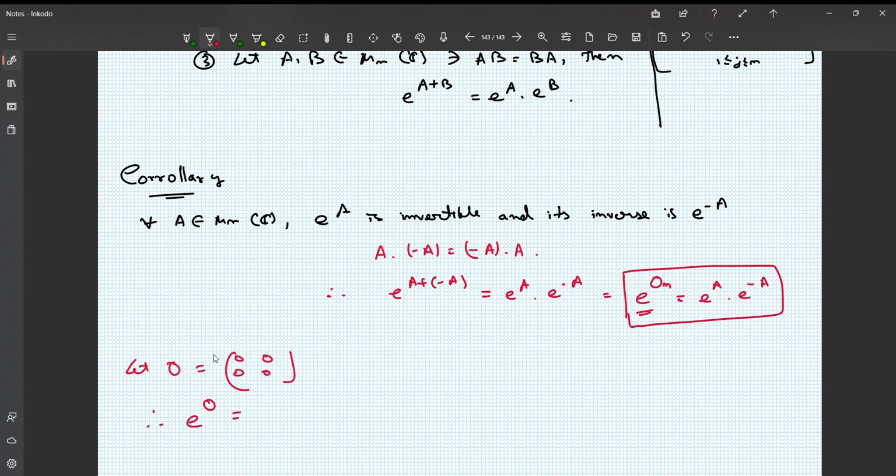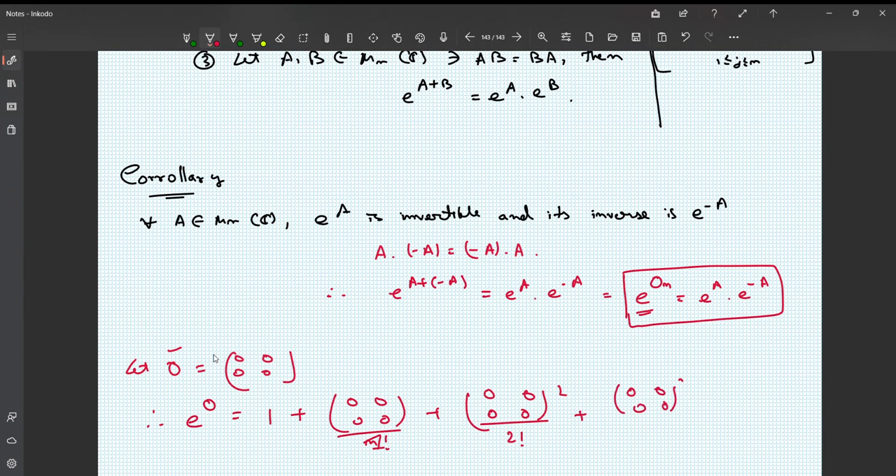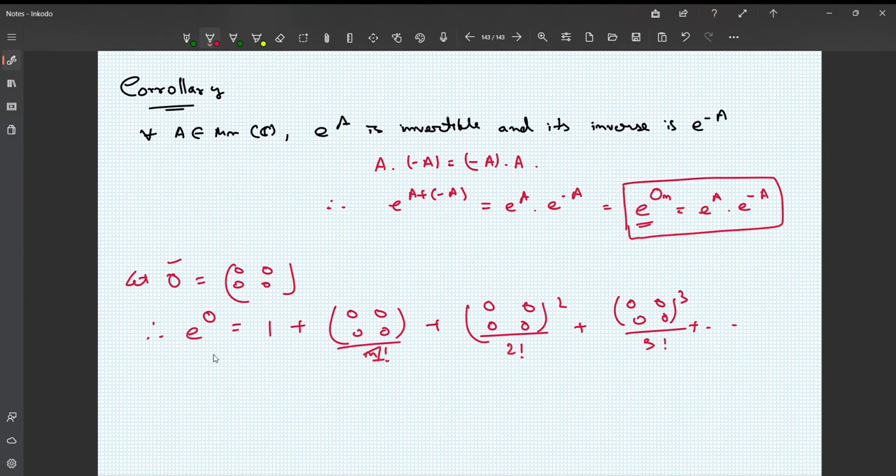Therefore, what is e to the power 0 matrix? Let me just call it O. So it's 1 plus the matrix 0 0 0 0 upon 1 factorial, plus 0 0 0 0 squared upon 2 factorial, then 0 0 0 0 whole cube upon 3 factorial, and so on, right? So you get the identity matrix. This one is basically I.